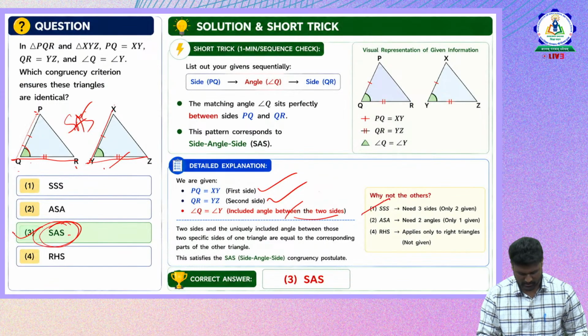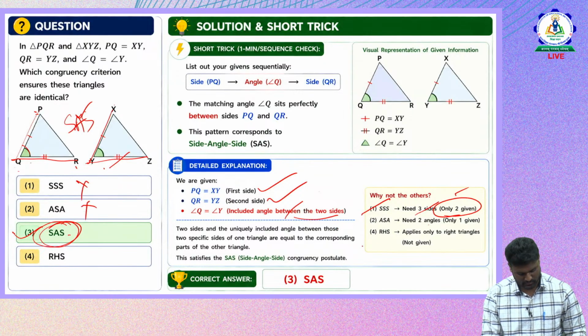So why not the others? SSS requires three sides, but the given question has given only 2. Another option, the ASA property, needs 2 angles and only one side, but in the question they gave 2 sides and only one angle. So this is also wrong. If you see the last, fourth option, which applies only to a right angle triangle, they didn't give any right angle triangle, so that is also a wrong answer.